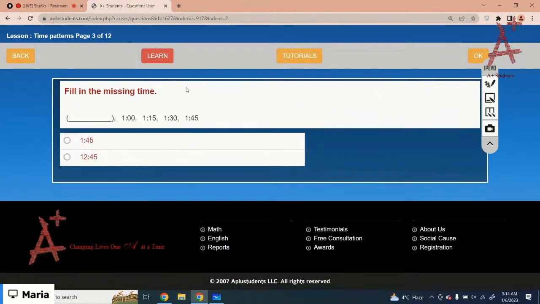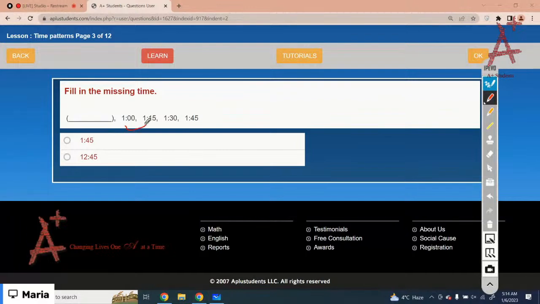Okay, fill in the missing time. Just look at the pattern. It is 1, then 15 minutes ahead, 1:15, then again 15 minutes. So each next time is 15 minutes ahead of the previous one. Got it? So you have to calculate the time right before the one. That means you have to calculate 15 minutes earlier than the one. So the time that is 15 minutes earlier than the one is 12:45. Got it?